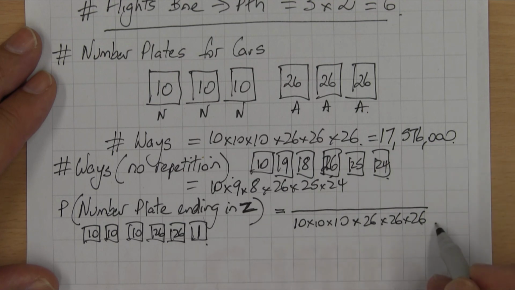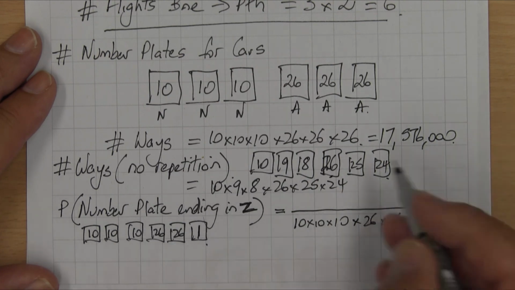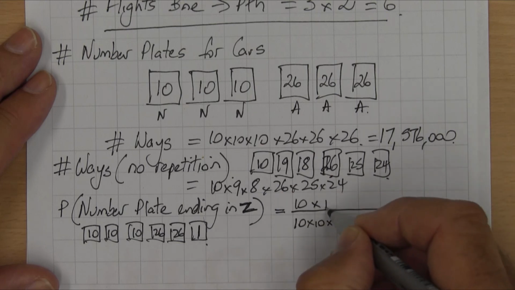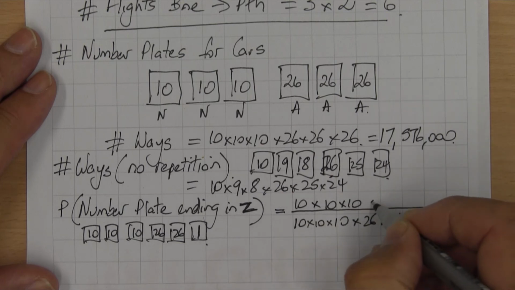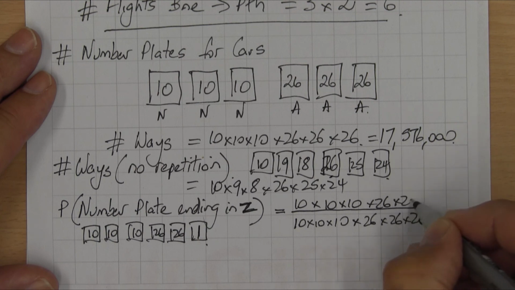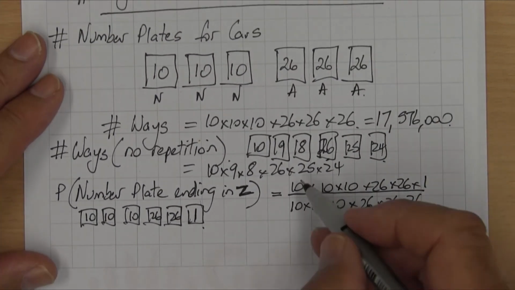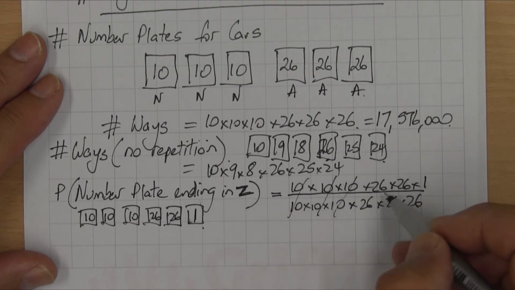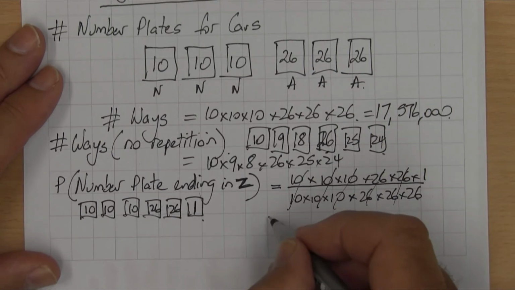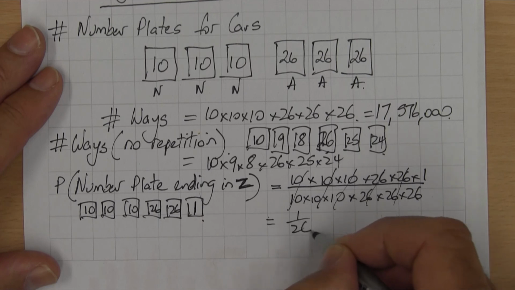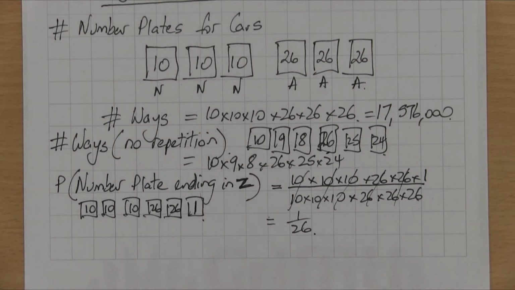This is the total number of number plates, with no restrictions at all. This is the total number of number plates that end in Z. And you can see with this that things are going to cancel down. And so we get a chance of 1 in 26 that you're going to get a number plate that ends in a Z. That's provided that all the number plates are equally likely.